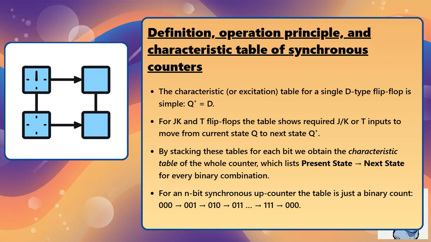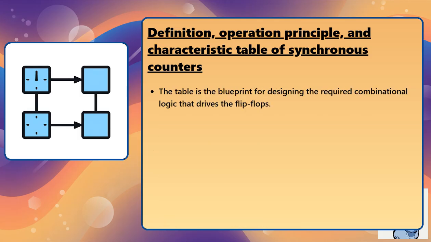For an n-bit synchronous up counter, the table is just a binary count: 0,0,0 to 0,0,1 to 0,1,0 to 0,1,1 and so on up to 1,1,1 to 0,0,0. For a down counter, it runs in reverse. The table is the blueprint for designing the required combinational logic that drives the flip-flops.